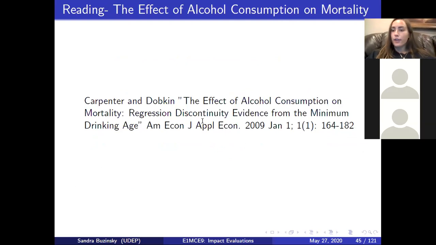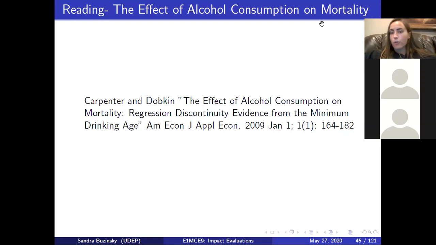Okay, so now we're going to talk about this paper. We have like 20 minutes left, so we should be able to get through this. This is by Carpenter and Dobkin, and it's called The Effect of Alcohol Consumption on Mortality. It's a regression discontinuity design using the minimum drinking age in the United States. I'm not sure if you guys have read this paper, but it's a pretty classic RD.